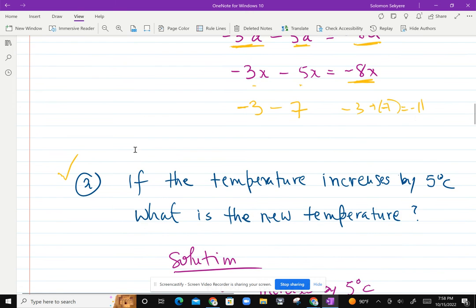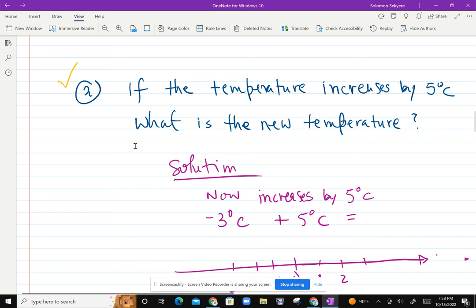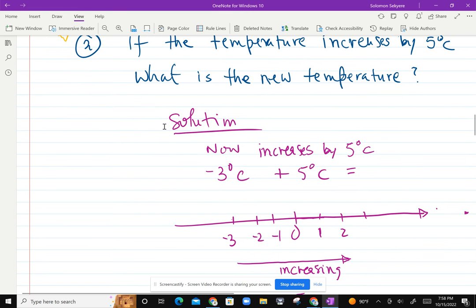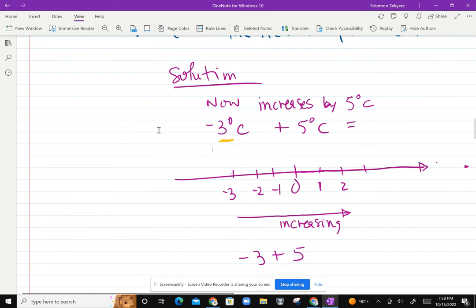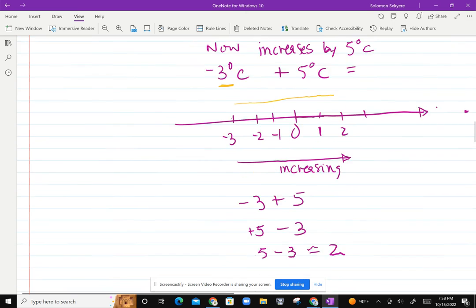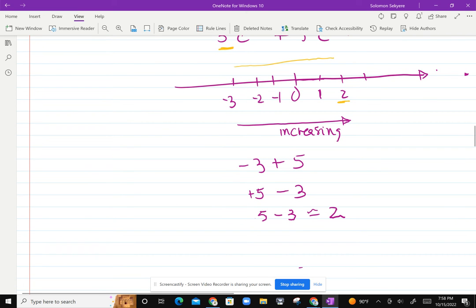Okay, what if the temperature increases by 5 degrees Celsius? So it is negative 3 plus 5 degrees. It increased, and when it's increasing, you go to the right. So you count 1, 2, 3, 4, 5. Where do you end up? Positive 2.